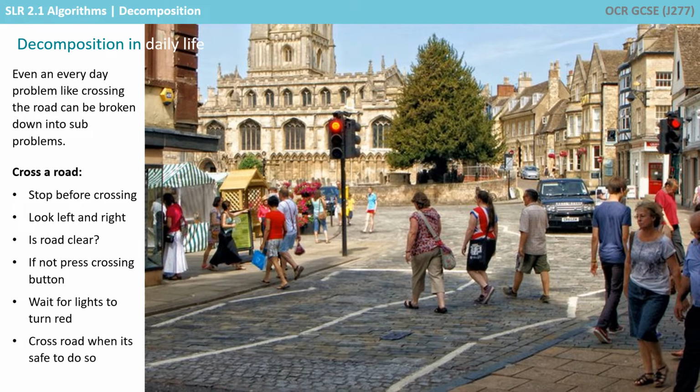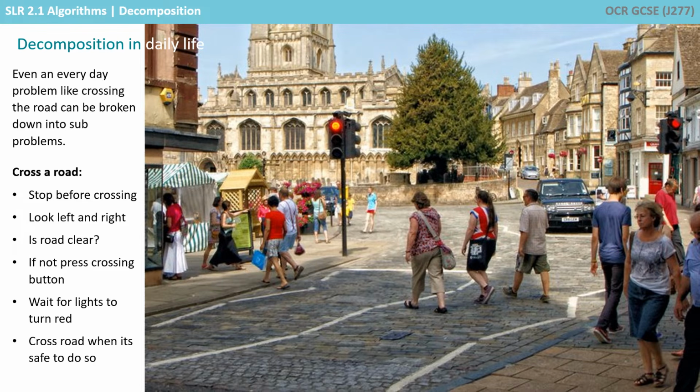If we take this everyday example of crossing a road, then the first thing you're going to do is stop before crossing the road. You're going to look left and right, and if the road is completely clear, you may be able to cross the road without engaging with the pelican crossing at all. However, if there's traffic, you're going to take a different decision, and you're going to press the button and wait for the lights to go red.